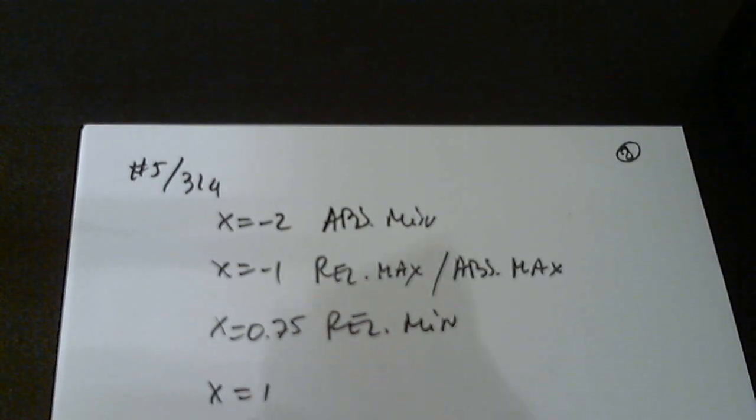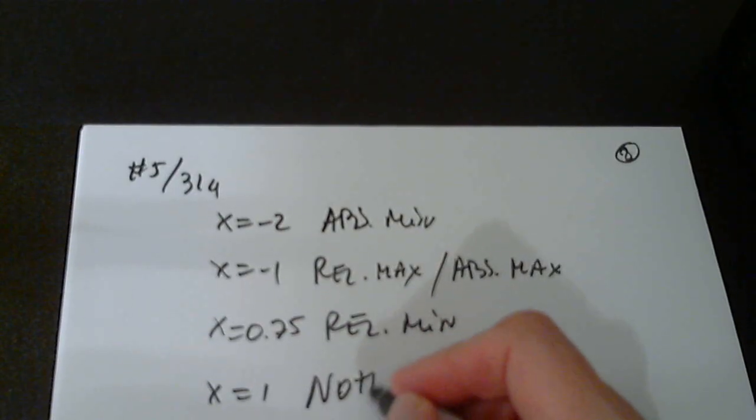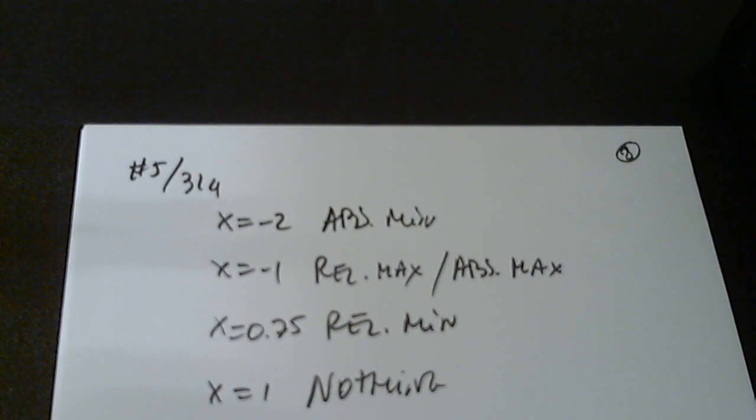X equals 1. You cannot say relative because it's at the end point of the interval. Can you say absolute max or absolute min? No, because we already found the absolute max and absolute min. So this is nothing. It doesn't mean anything to us.